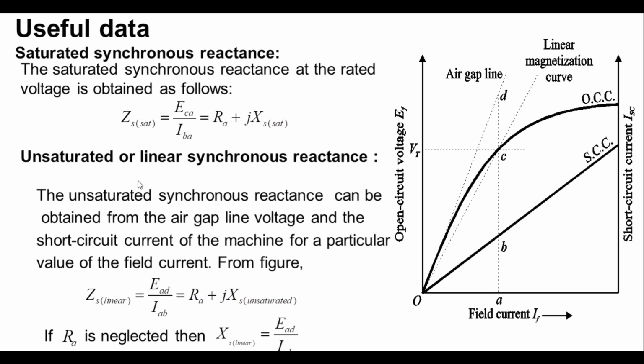And similarly the unsaturated or linear synchronous reactance can be obtained from the air gap line voltage, this one, and the short circuit characteristics of the synchronous machine. The expressions are shown here. On neglecting RA, our ZS will be equal to XS, that is a ratio of EAD and IAB.